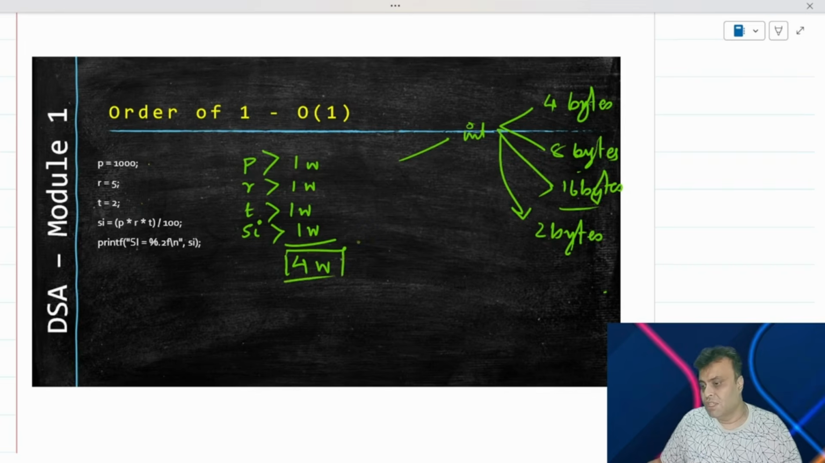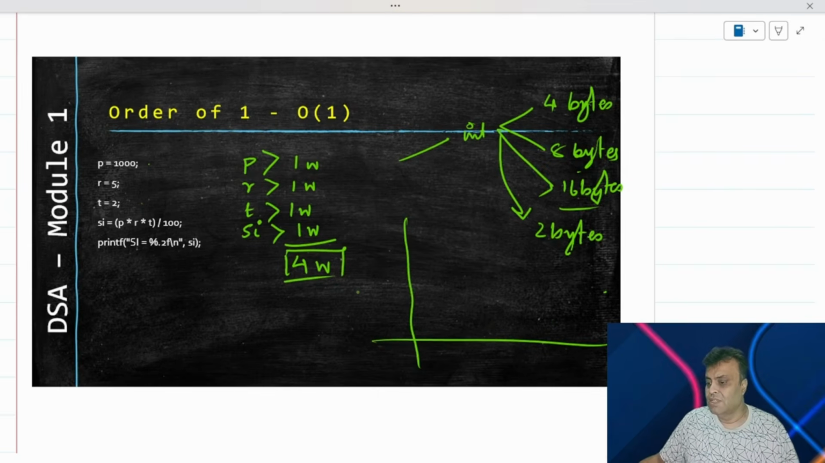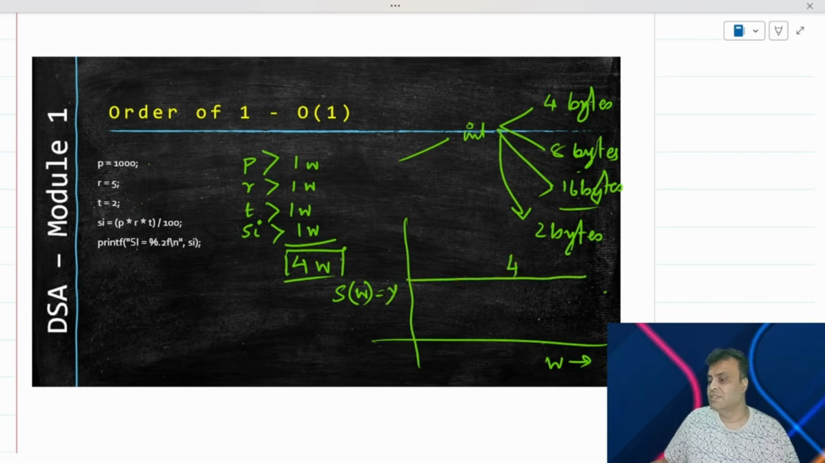Now, do you think that 4 words of space can also be represented as a curve like this? If this is the number of words and this is the space taken by that number of words, which is also equal to your y, then what are we saying? Aren't we saying a straight line like this?